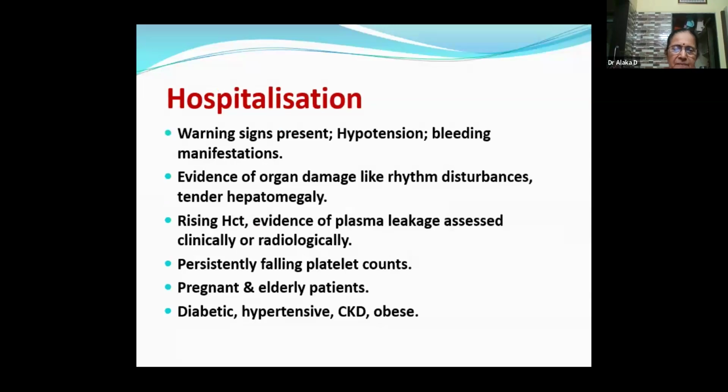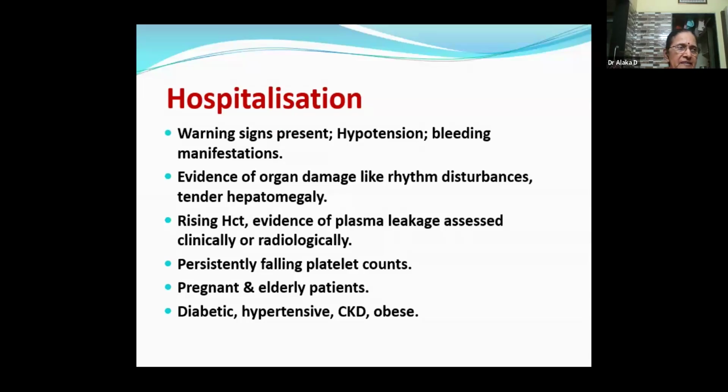As I said, if it is mild, we can manage the patient even at home. What are the indications for hospitalization? Warning signs are present. So there is hypotension and there are bleeding manifestations. There is evidence of organ damage like rhythm disturbances, listlessness, altered consciousness, and tender hepatomegaly. Laboratory evidence, there is a rising hematocrit.